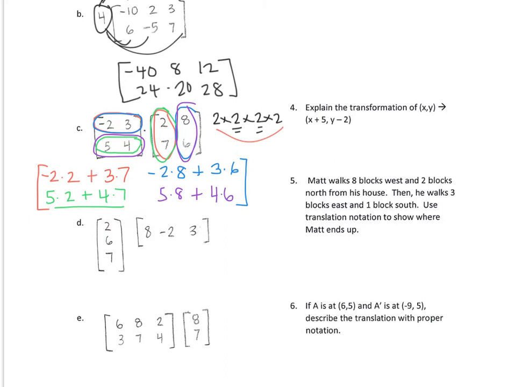So now we're going to go through and simplify all of this. So I have a 2 by 2 matrix. So it's -4 plus 21, 17. -16 plus 18 is 2. 10 plus 28 is 38. And then 40 plus 24 is 64. There's your answer. Okay, and then letter D, you're multiplying 3 rows by 1 column times 1 row by 3 columns.